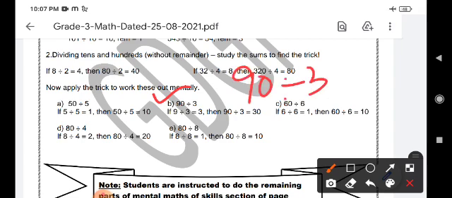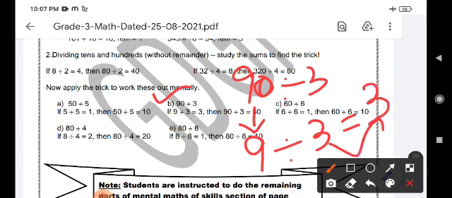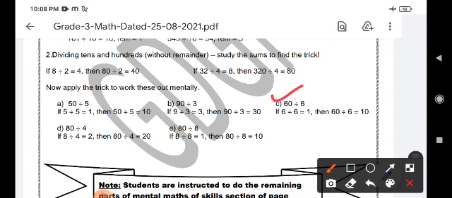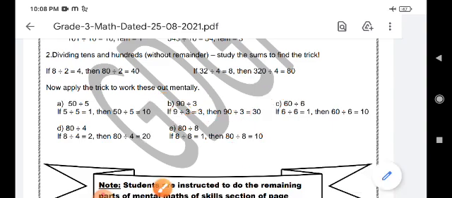Here we are given 90, that is a tens digit number, we can change it into a ones digit number, divided by 3. 3 nines are 27. Here the quotient will be 30. You have to multiply 10 to 3, then it will be 30. C part is 60 divided by 6. In the table of 6, see where 60 is. 6 tens are 60.